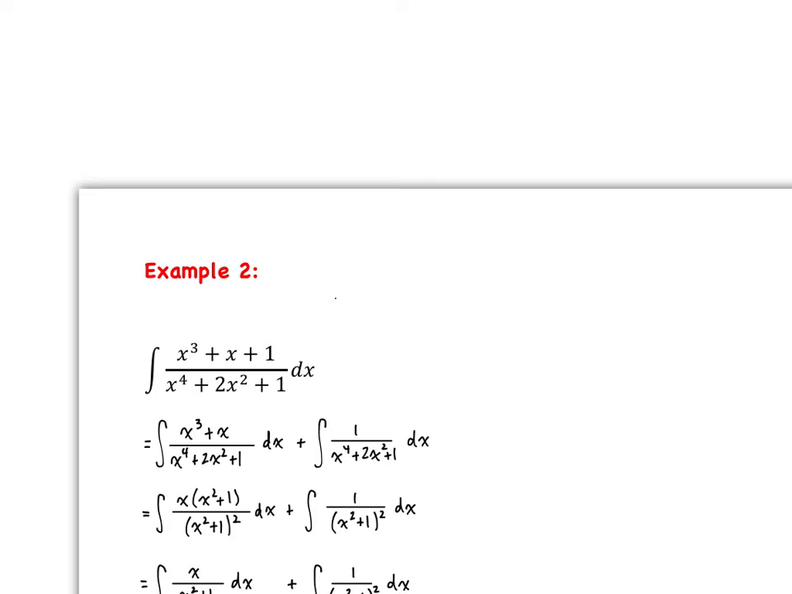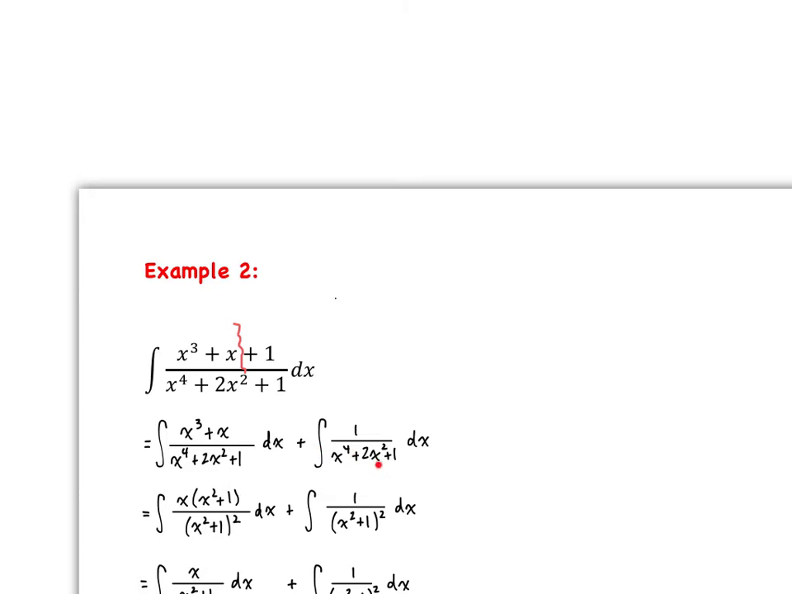The second example, we have a cubic polynomial over a quartic, but what we might notice is if we're able to split this numerator up, so maybe if I cut it off right here into two separate integrals, we're going to be left with the integral of x cubed plus x over our denominator, plus the integral of 1 over that denominator.